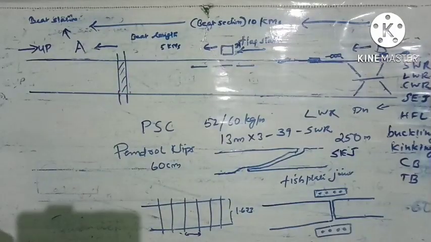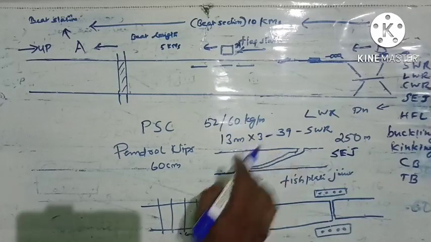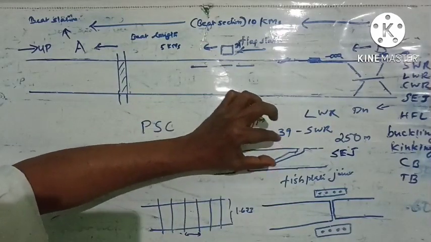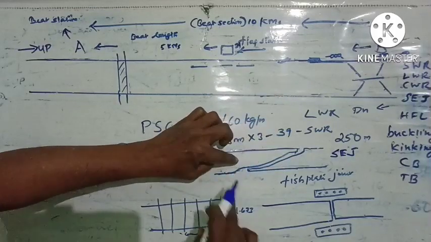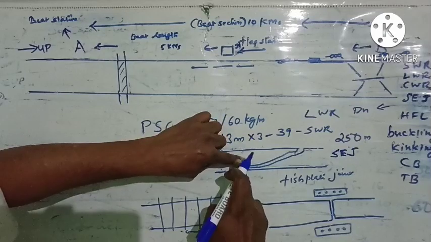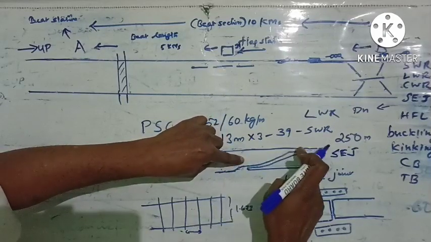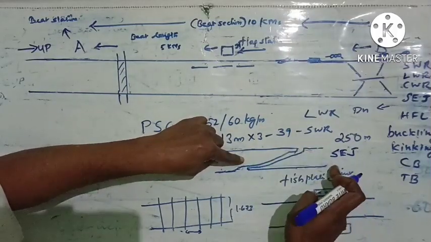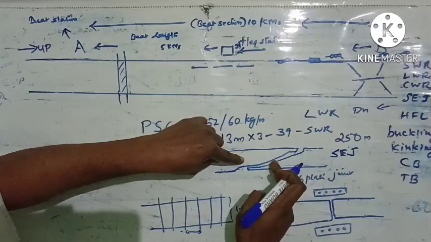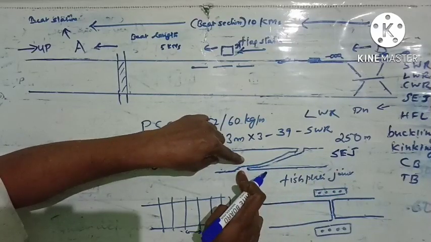SEJ means switch expansion joint. This is a switch expansion joint. If you view from the top of this rail, you can see the joint will be like this. That is, when the rail gets heated, it will expand towards this direction. So here a gap is given. In the same way, when this rail expands towards this direction, a gap is given here.